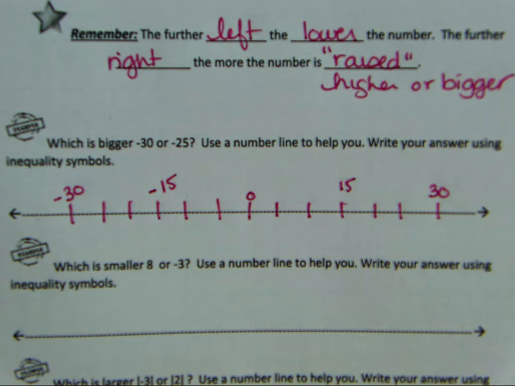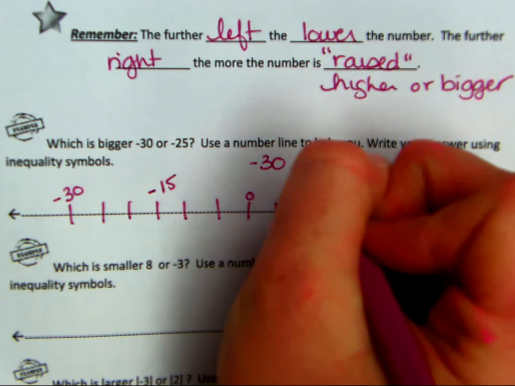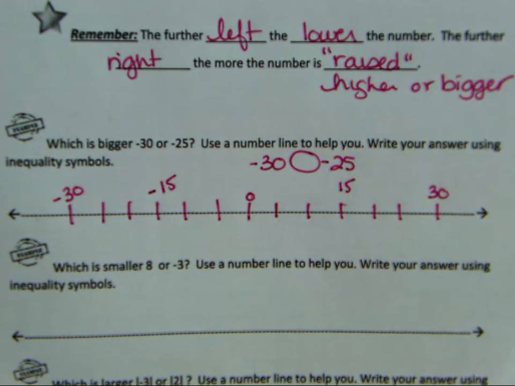So, which is bigger, -30 or -25? We want to know, is -30 bigger or less than -25? We're going to use the number line to help us. Now, if these were positive numbers, we know that the number that's bigger is always the number that's further away from 0. But these are both negative numbers, so usually we just know that the number is smaller if it's further to the left. But let's put it on a number line to make sure.